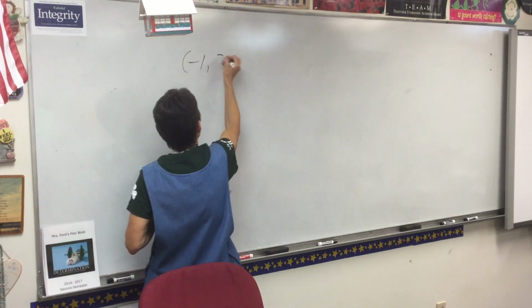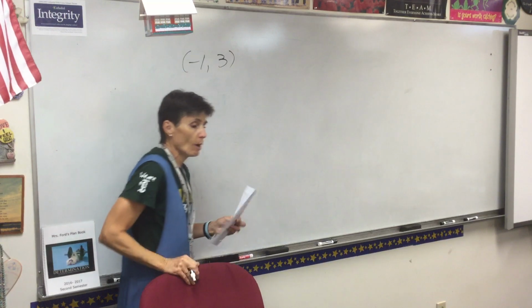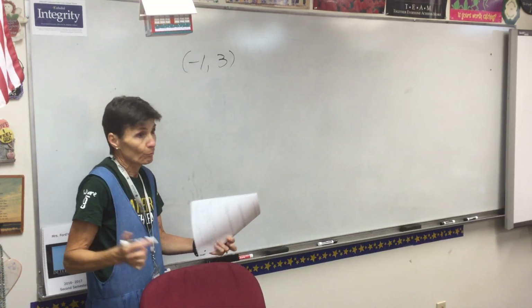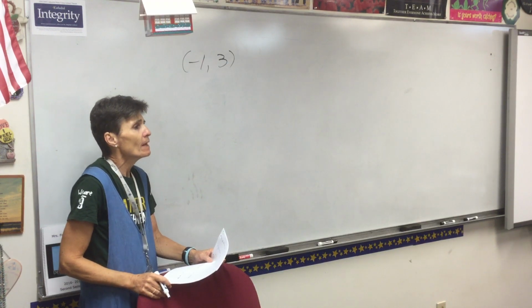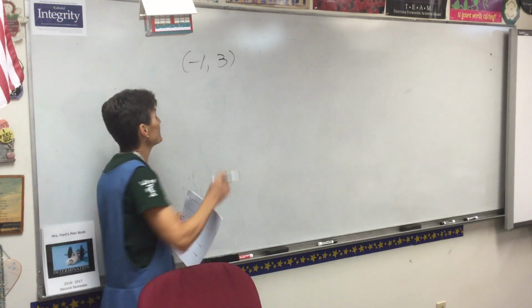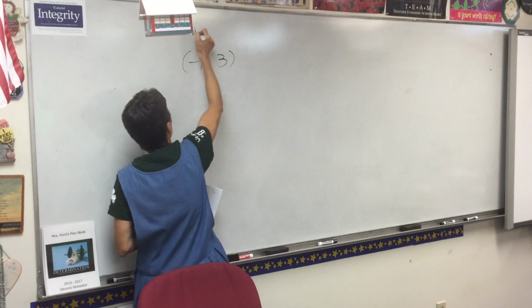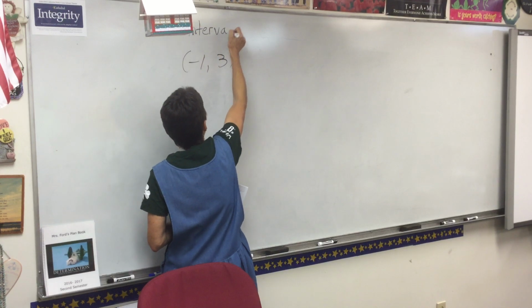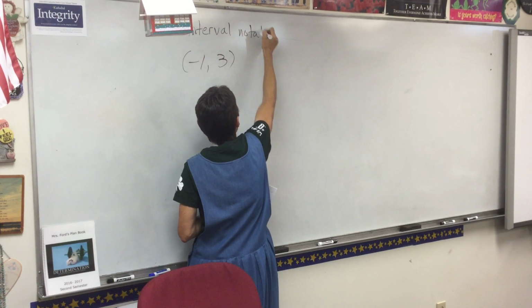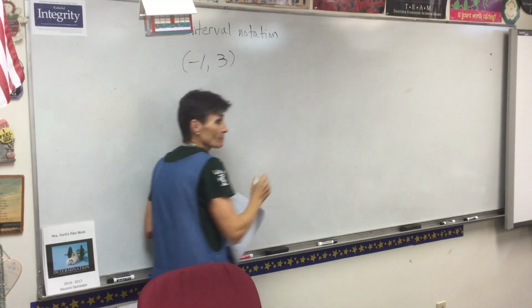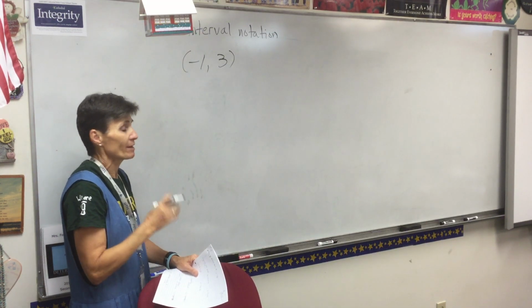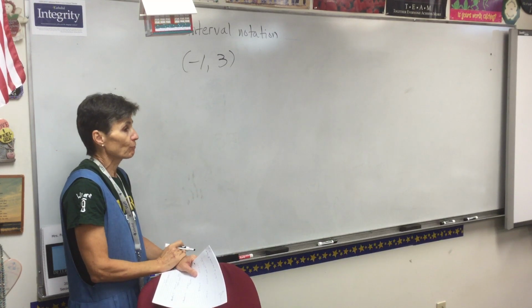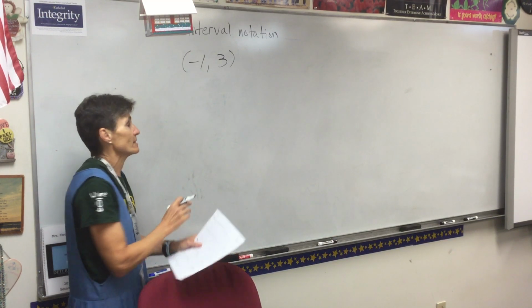Now, when you see this notation, you are immediately going to think an ordered pair. I would think that's the point -1, 3. But this actually is an example of what we call interval notation. Did you use interval notation before? Interval notation is simply a more efficient way of writing a set of points.